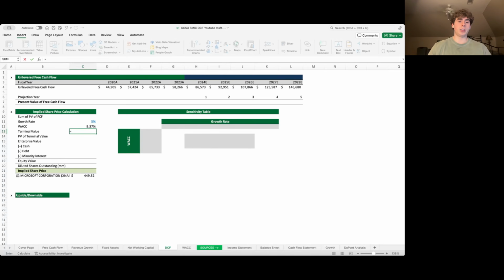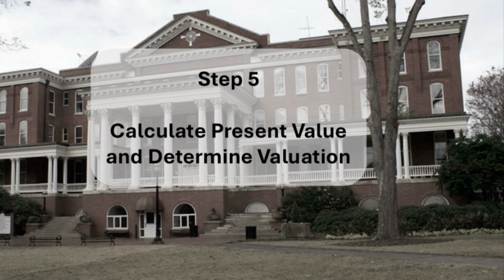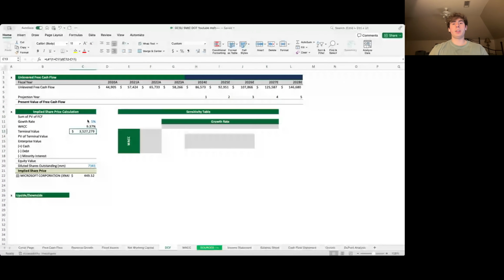To actually calculate the terminal value, you take the last year's free cash flow times 1 plus the growth rate, and then you divide by WACC, which we just solved for in step 3, minus the growth rate. This is the company's terminal value, and with this, we can move on to step 5. Step 5 is calculate present value and determine valuation.